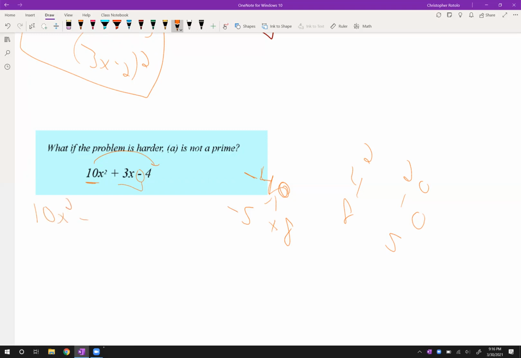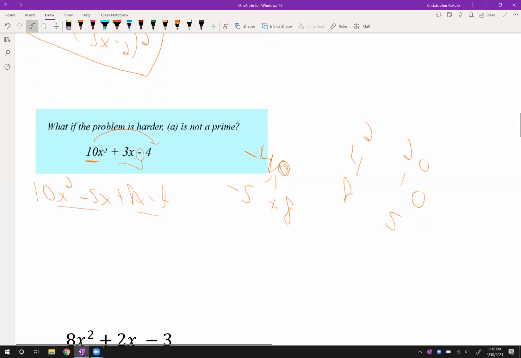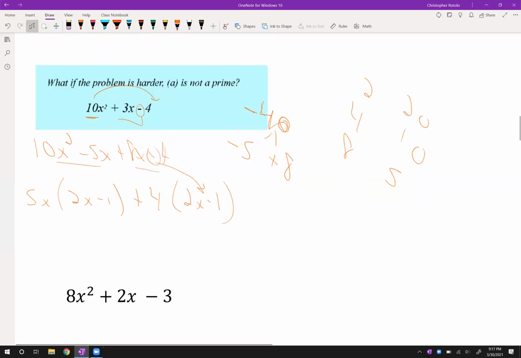So 10x squared minus 5x plus 8x minus 4. And then we can work with our GCF, factor by grouping. So 5x and 10x squared, well, that's 5x. So that's going to give me 2x minus 1. I need 2x minus 1 again. So that means I must be dividing. 8 divided by 2 is 4. 4 divided by 1 is 4. Okay, the sign does not change, so it'd be positive 4. So we'll put our GCFs together, 5x plus 4 and 2x minus 1.